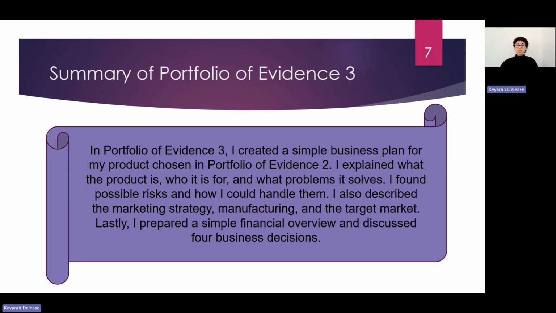In Portfolio of Evidence 3, I created a simple business plan for my product chosen in Portfolio of Evidence 2. I explained what the product is, who it is for, and what problems it solves. I found possible risks and how I would handle them. I also described the marketing strategy, manufacturing, and the target market. Lastly, I prepared a simple financial overview and discussed 4 business decisions.